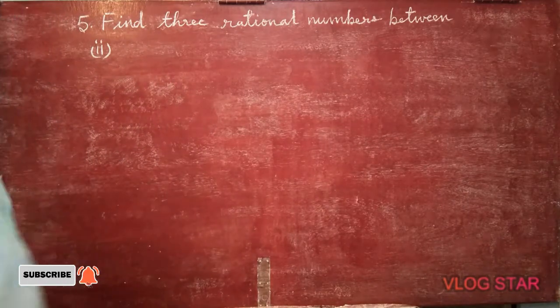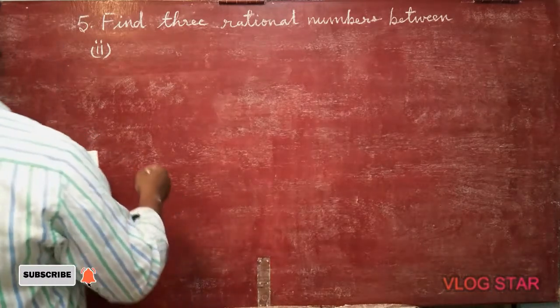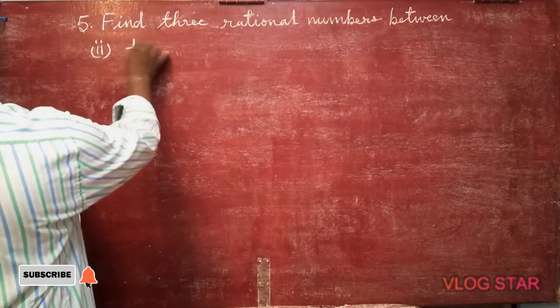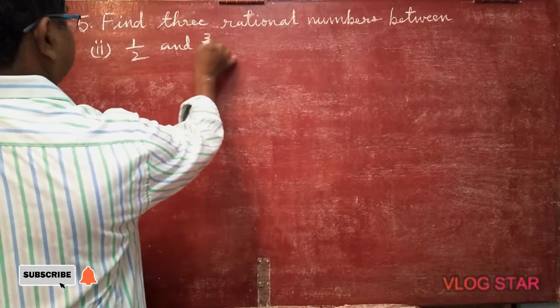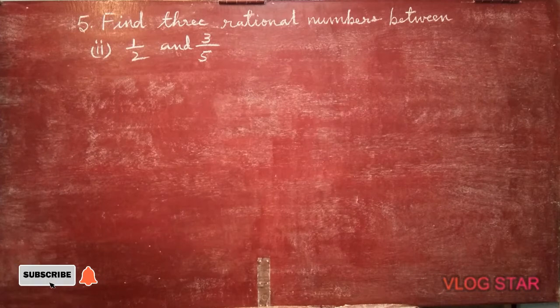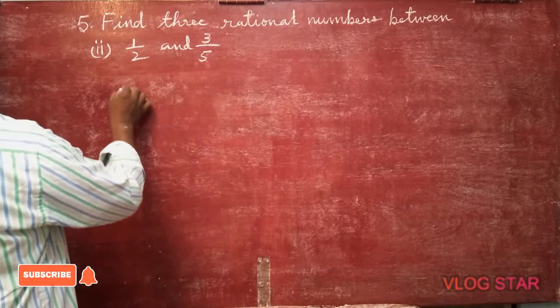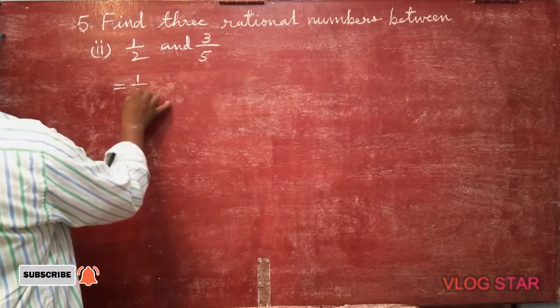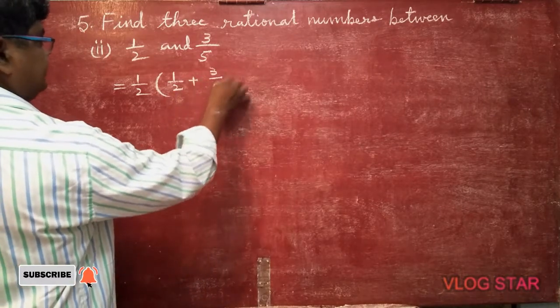Find three irrational numbers between 1 by 2 and 3 by 5. How many are they asking? Three irrational numbers. So, between these two we will find one first. So, half of 1 by 2 plus 3 by 5.